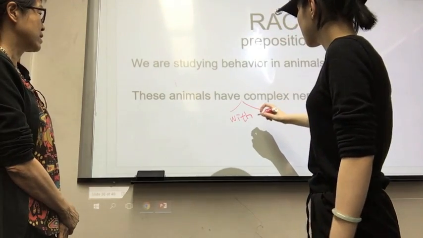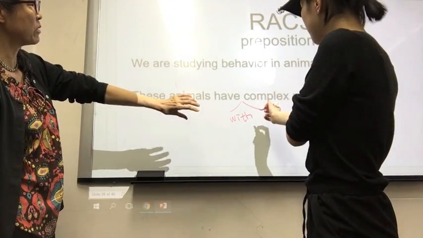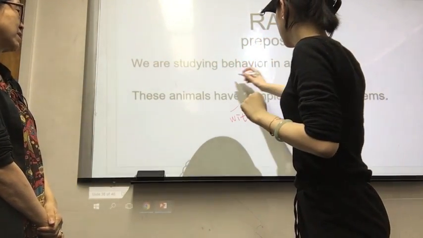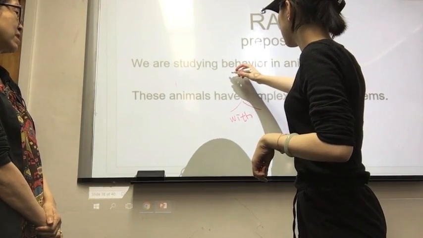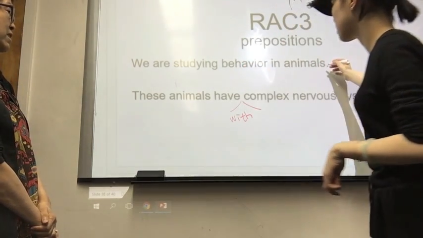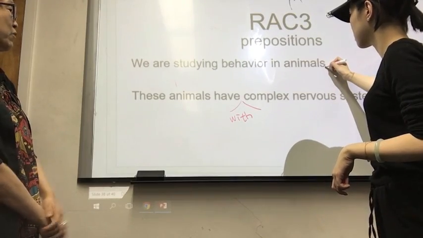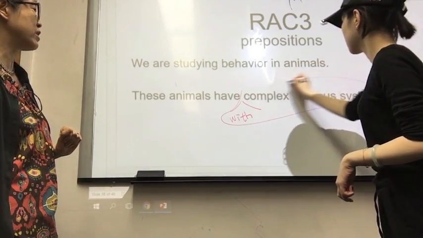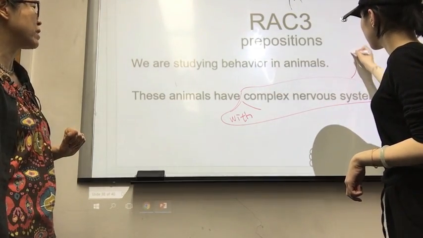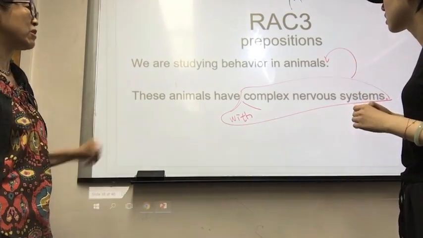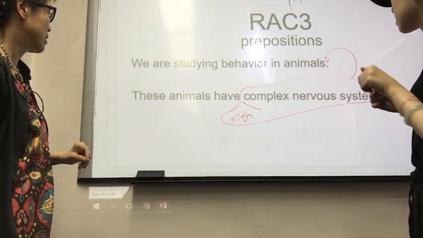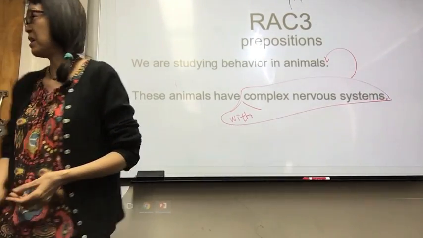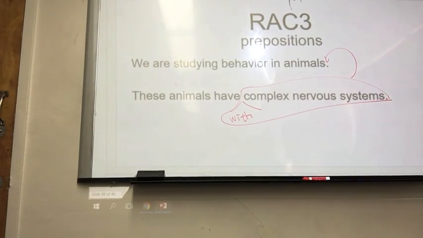Okay. But we have to get something here into there, because we're combining them. So you put the complex nervous system animals here. Yeah. First of all, why don't we circle the, good. Okay, so that's our reduced adjective clause, right? Where shall we put it? In here. Okay, good. Can you read the sentence to us? We are studying behavior in animals with complex nervous system. Does that sound good? Okay, very good. I think that's our last example here today.